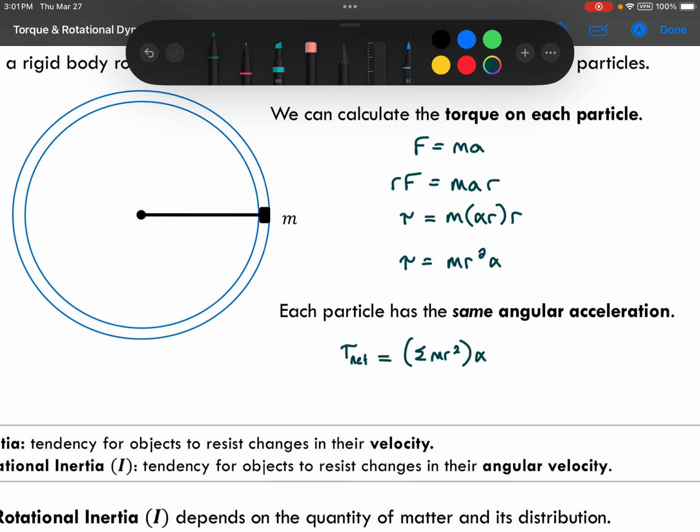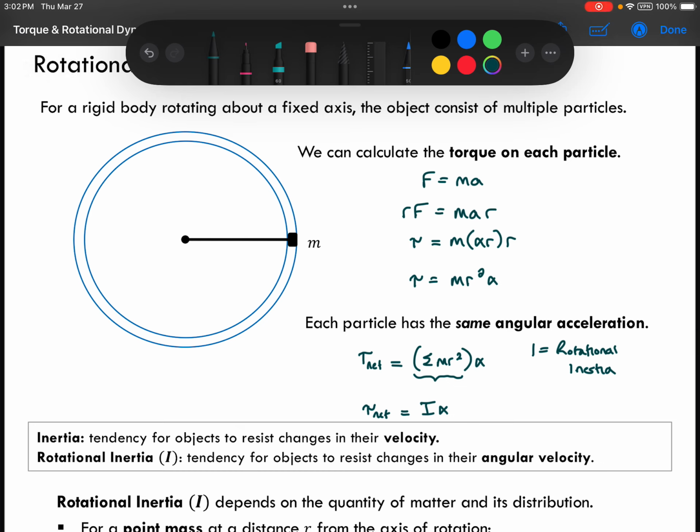Well, this summation term has a special name. This sum of mr squared is our rotational inertia, and we're going to symbolize this with the capital letter I. So I is rotational inertia. And so now we have a rotational form of Newton's second law. Net torque equals I alpha.